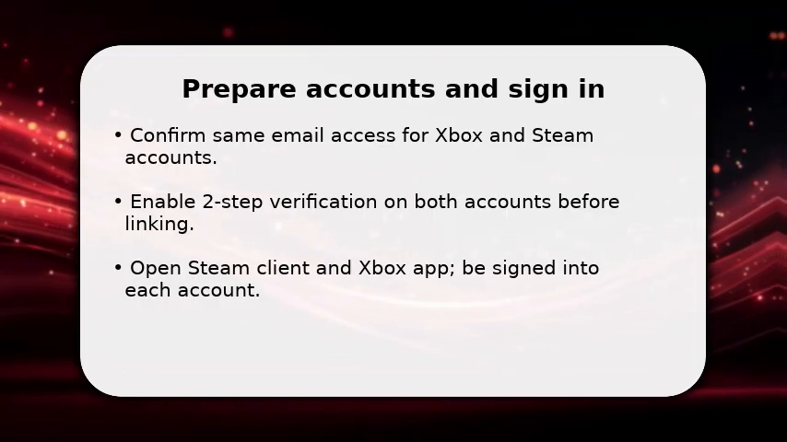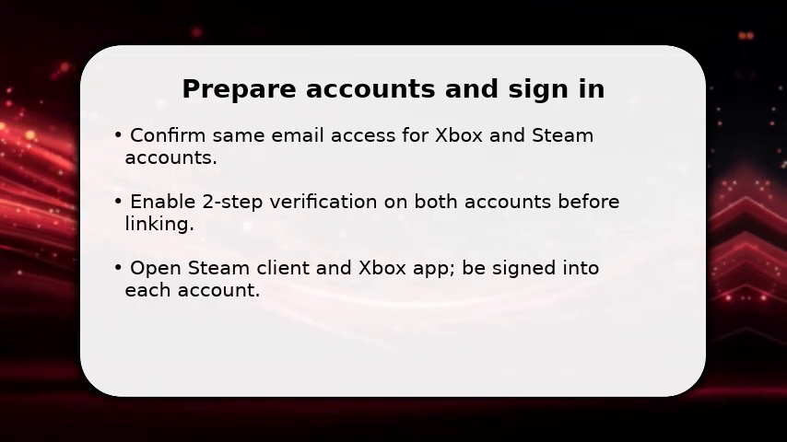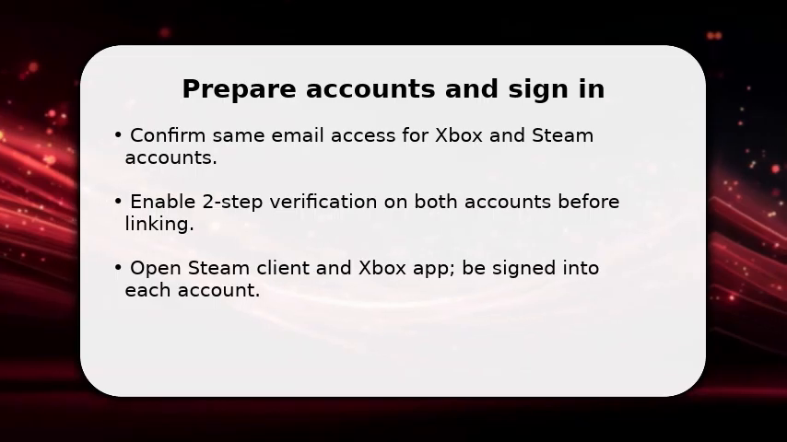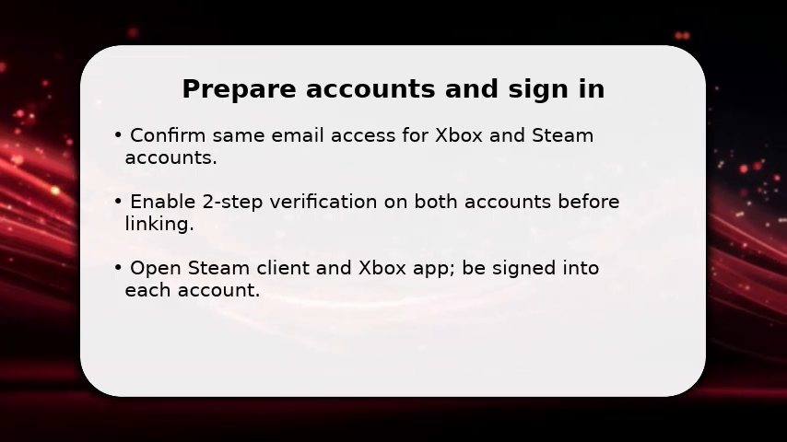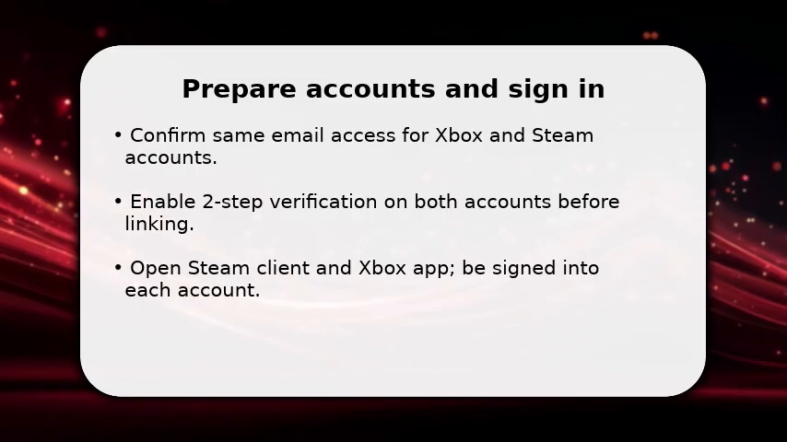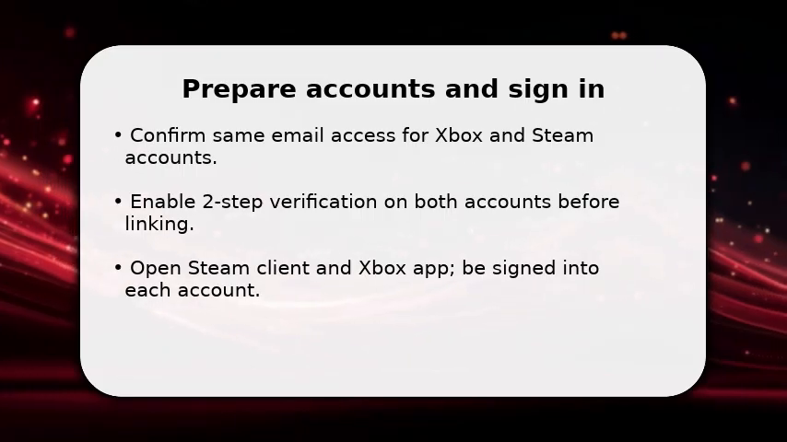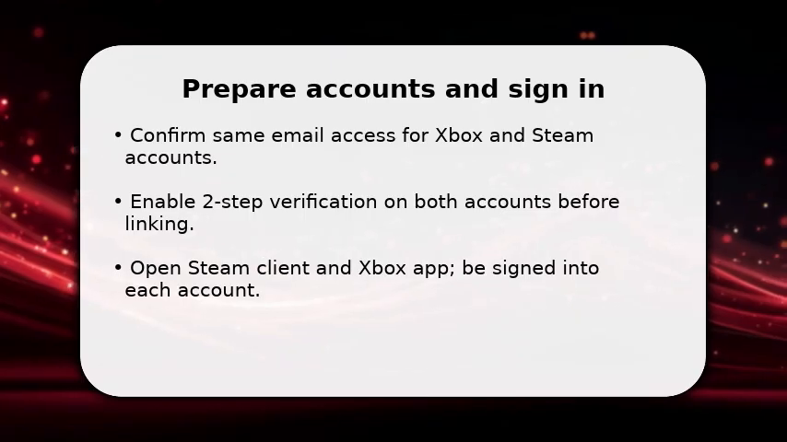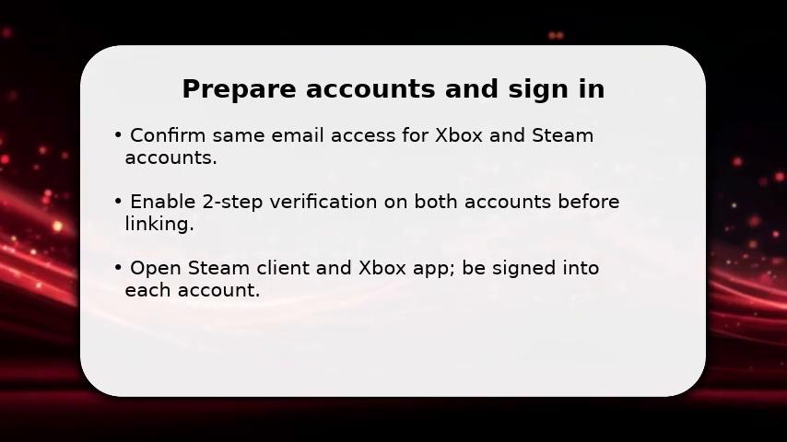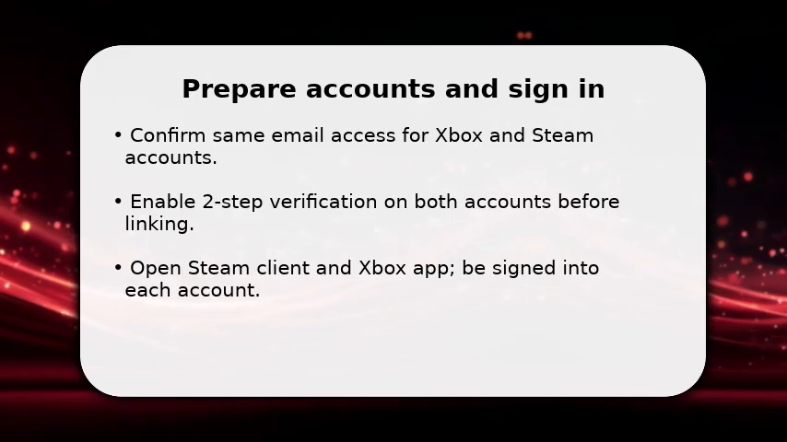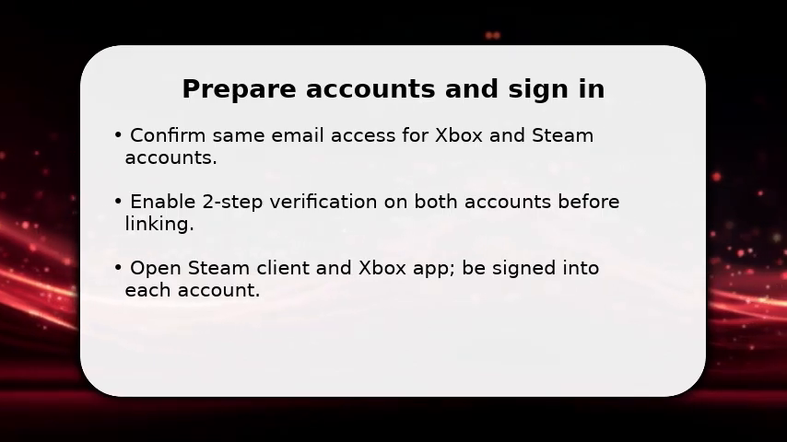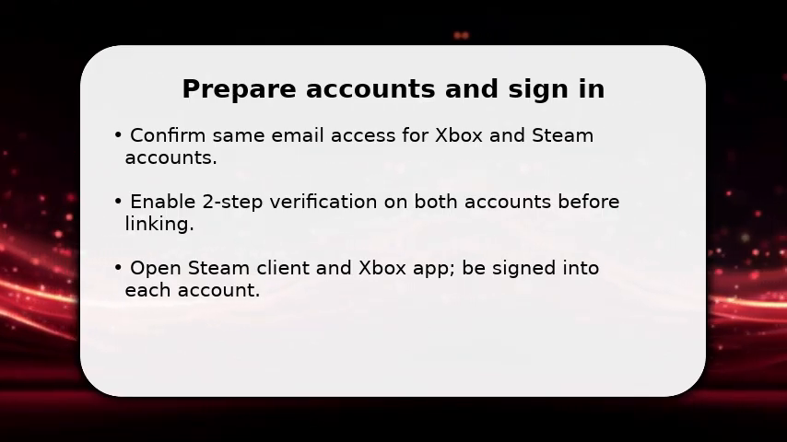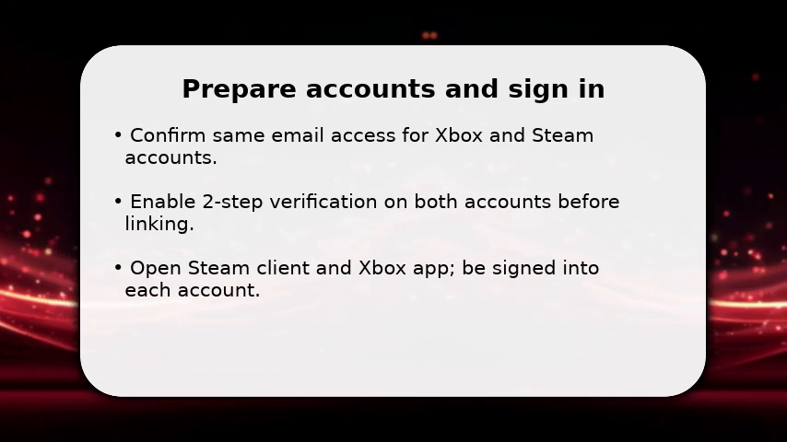You start by confirming account access and security so the link won't fail mid-process. Sign into Steam on your desktop and the Xbox app on Windows or console. Make sure two-step verification is active on both accounts to prevent interruptions. Once signed in, locate the account or settings menu on each platform and keep both sessions open. This reduces friction when transferring permissions, and it prevents repeated reauthentication requests that often block the linking flow.